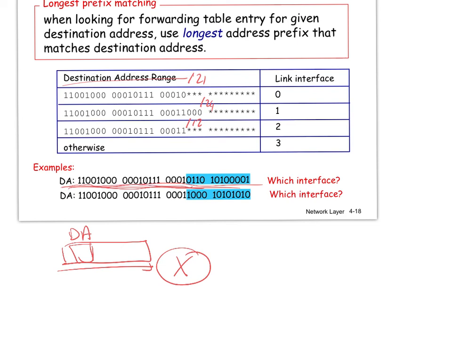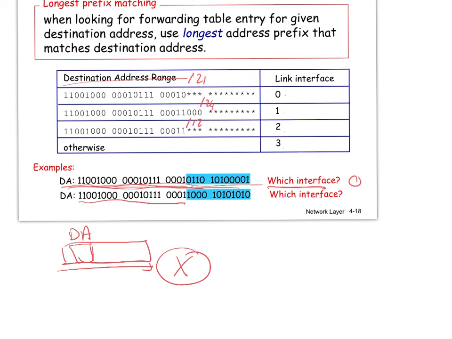Okay? So this destination address clearly matches with 0, 1, 2, 3. The default, 3, matches with everything. That is, 3 is the otherwise case. It matches with everything, meaning if it does not match any of these, then I will send it to 3. So it matches with 0. So the answer here, which interface? 0. Right.